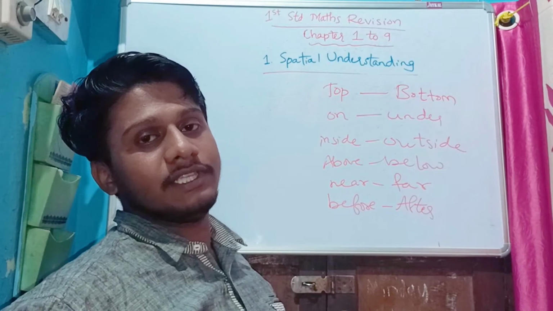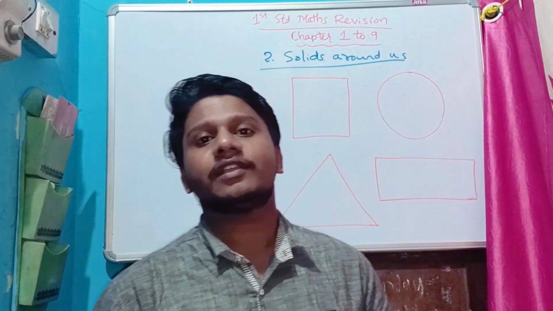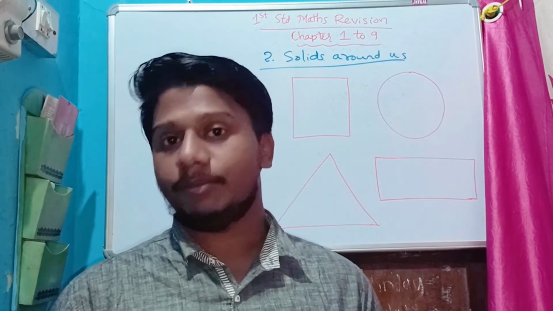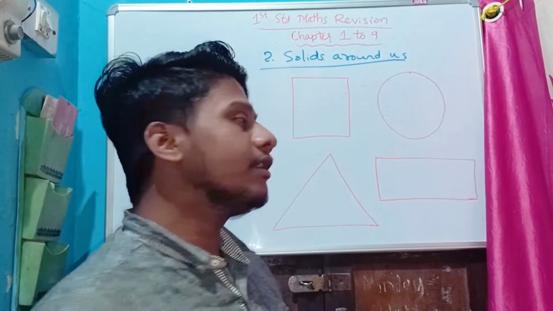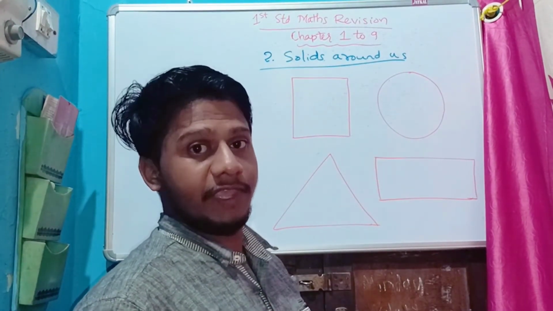I hope I'm clear with this. Let's move on to the second chapter. Coming to the second chapter, solids around us. In this chapter we studied about different shapes around us. Here you can see these are the main shapes we have.